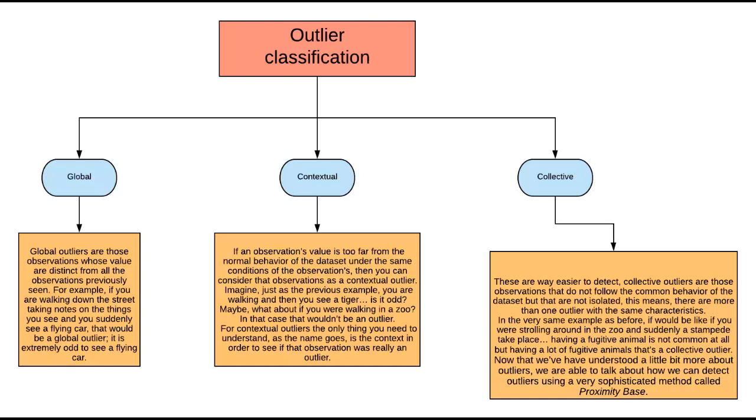In that very same example as before, it would be like if you were strolling around the zoo and then suddenly a stampede takes place. Having a fugitive animal is not common at all, but having a lot of fugitive animals, that's a collective outlier. And I like to think about an example that I read in towardsdatascience.com.